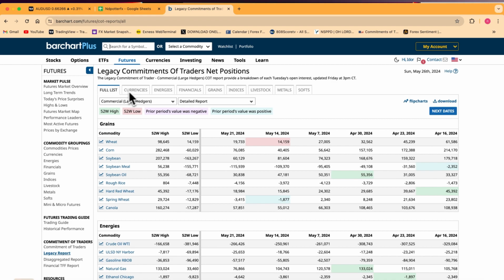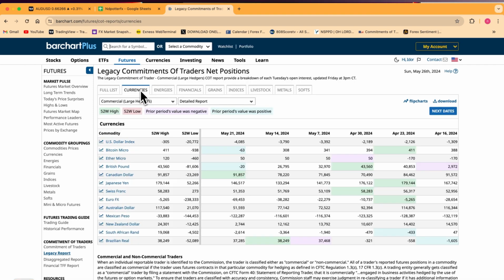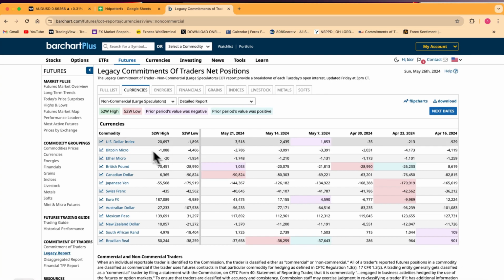Then if you look here, you will see this is the full list. This is currency. This is indices, livestocks, and all of them here. You can see, good, everything is here. So if you just want to see the currencies, click on currencies. When you click on currencies here, you see this area that says commercial large. Then you click on it, you will go to non-commercials. When you go to non-commercials, you see it brings out this for you. Then you click on detailed report. Then you click here.